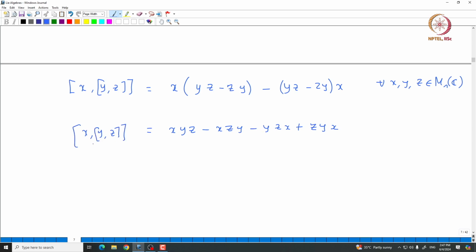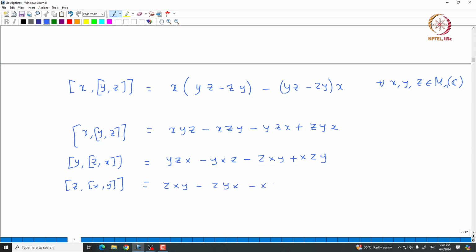So now if we compute the other three elements, by permuting x, y, z cyclically, we can compute y, z, x and then z, x, y. So then what we get exactly is yzx minus yxz minus zxy plus xzy. Similarly, here we get zxy minus zyx minus xyz plus yxz.